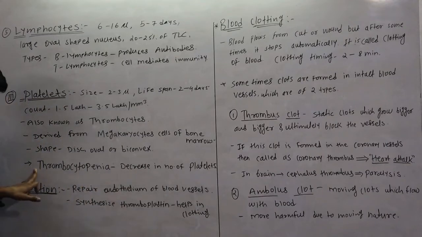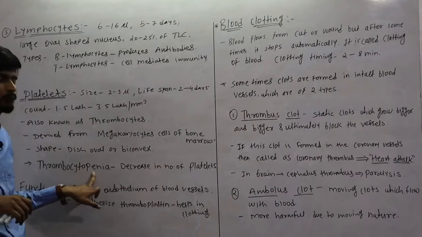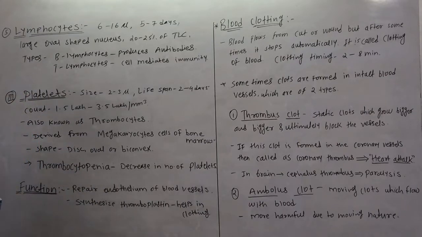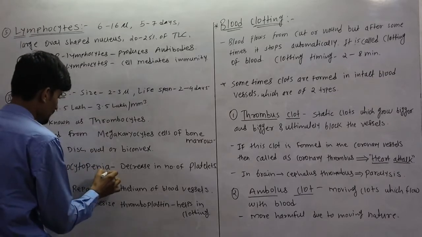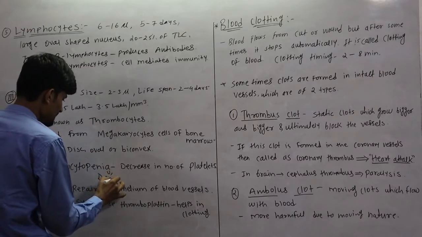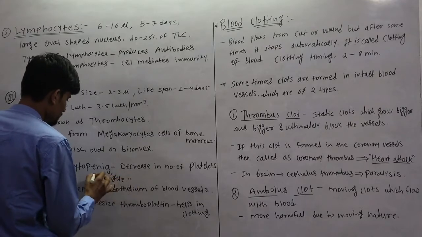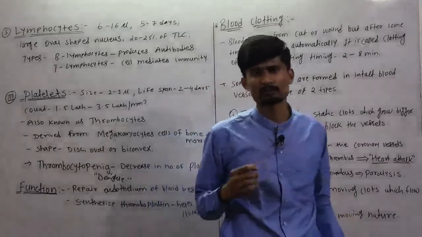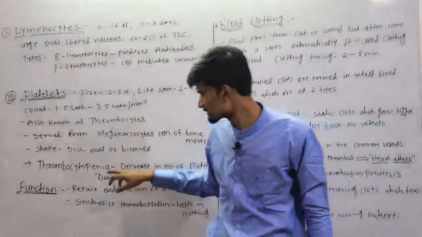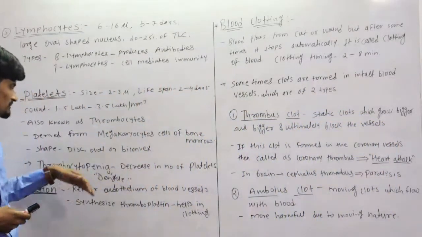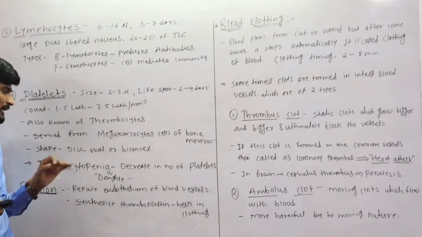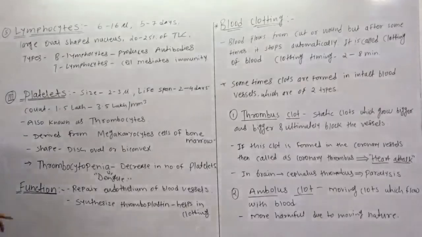Then there is one term, that is thrombocytopenia. What is thrombocytopenia? Thrombocytopenia means decrease in the number of the platelets. So you will observe this thrombocytopenia in a disease, that is dengue. In a person suffering from dengue, the platelet count decreases. Dengue is a viral disease, so there is a decrease in the platelets, so you will observe thrombocytopenia in dengue disease.